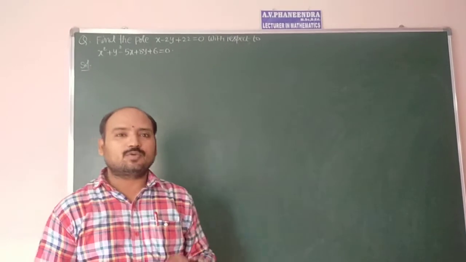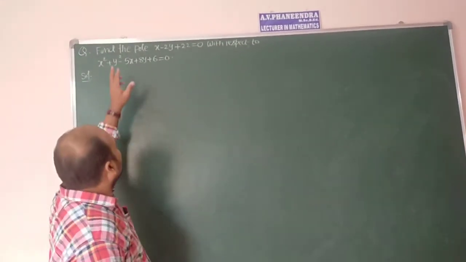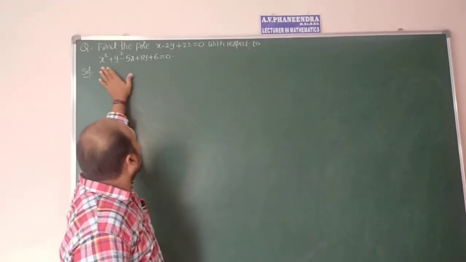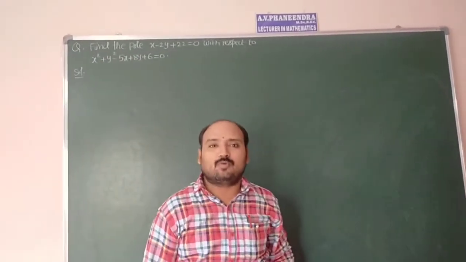Next question. This question is important for 4 marks in the boards. Find the pole of the line x minus 2y plus 22 equal to 0 with respect to the circle x square plus y square minus 5x plus 8y plus 6 equal to 0.